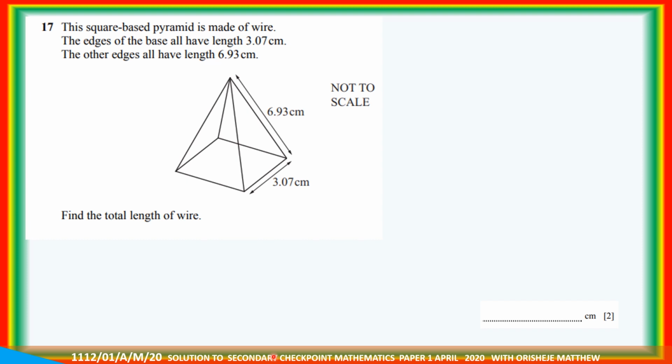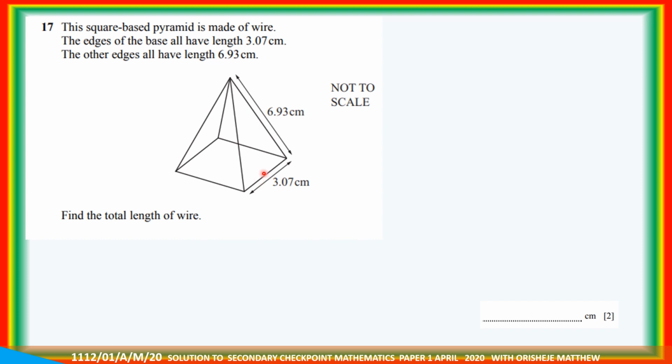It's made up of wire. The edges of the base all have the length 3.07 cm, and the other edges all have the length 6.93 cm. So if you look at it, the slant edges are 6.93. How many are they? We have 1, 2, 3, 4. Then the base also, we have 4 of them.